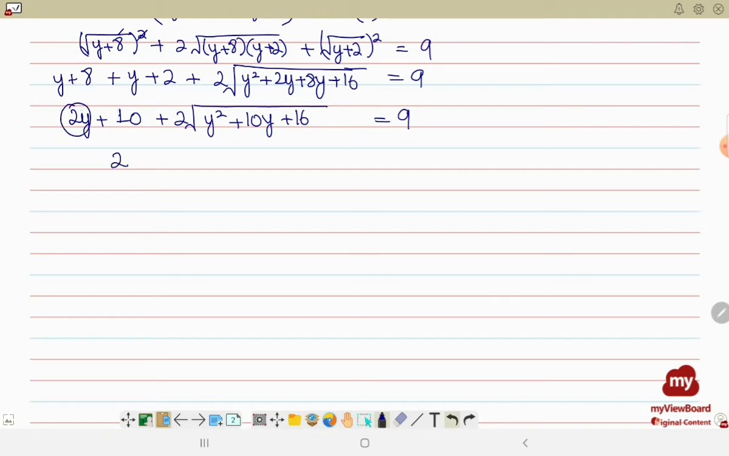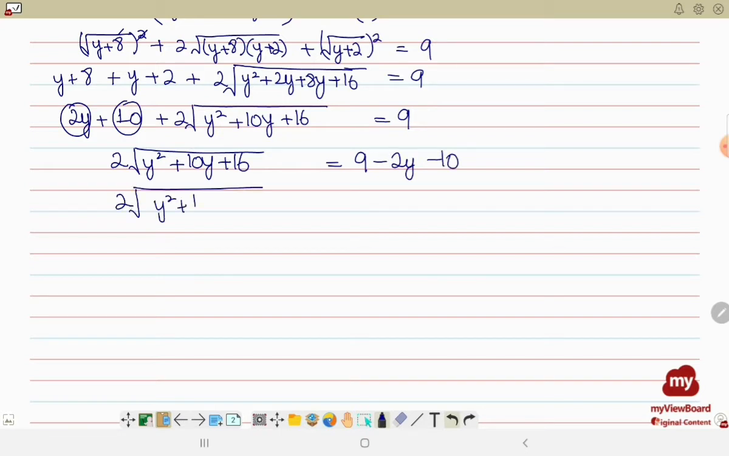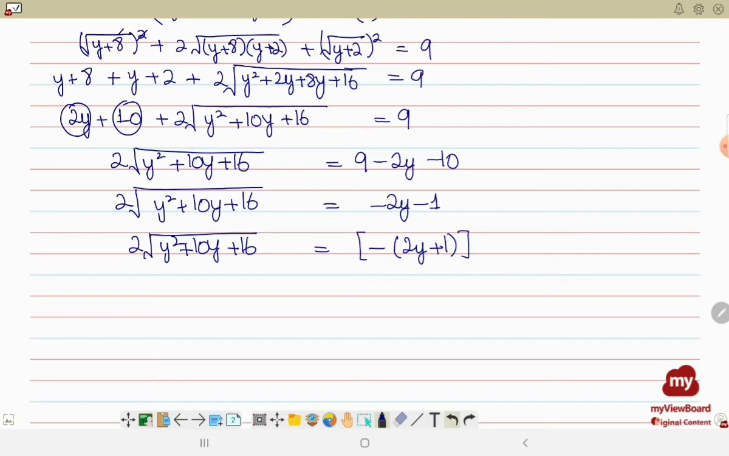So we'll move these two terms to the right hand side, and we are left with here the square root of y square plus 10y plus 16. Here we are having 9 minus 2y minus 10. So you are having the square root of y square plus 10y plus 16, and we are left with minus 2y plus 16. And you can take the minus sign common if you want it to be further simplified. Let's solve it further. We are again going to remove the radical sign, so we'll square both of the sides.